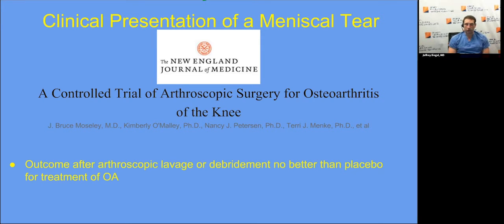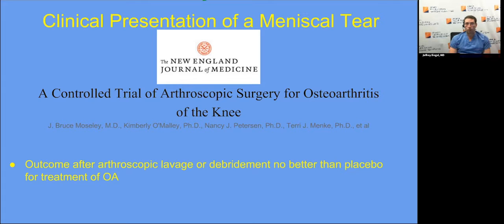And what they did was pretty interesting. They did a sham study, and they actually brought people to the operating room. Half of the patients had the actual operation where they had an arthroscopy. They were put under general anesthesia. Incisions were made, and the knee was washed out. No meniscal pathology was addressed. But the other half of the patients had a sham procedure where they were brought to the operating room.